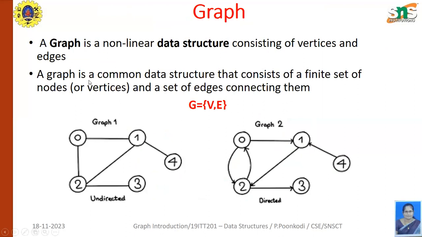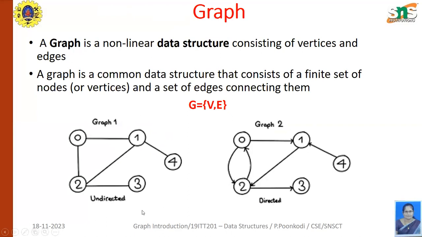A graph is a non-linear data structure and it consists of vertices and edges. Usually a graph consists of edges and vertices. As per the book definition, it is a finite set of nodes and a finite set of edges which connect the vertices. In general form, the equation for defining the graph is G equals set of vertices comma edges.